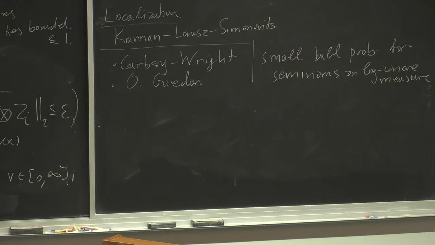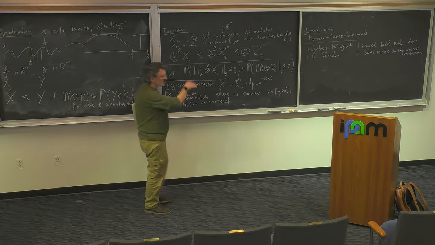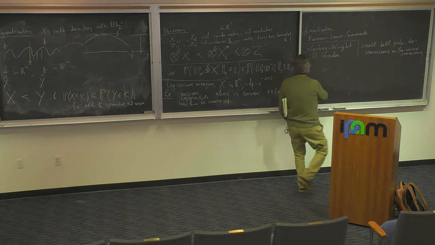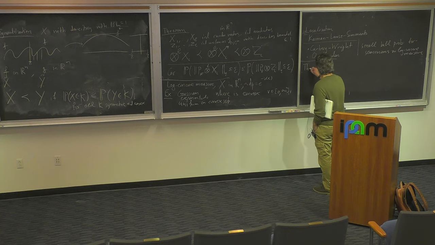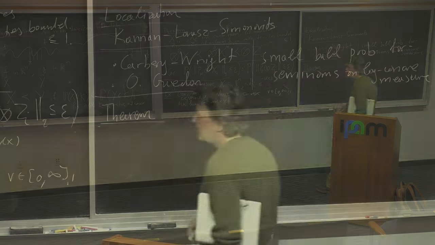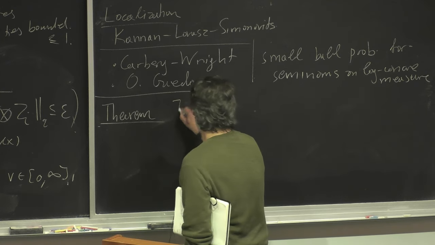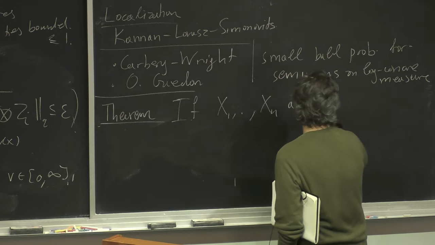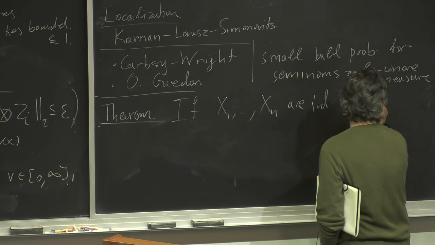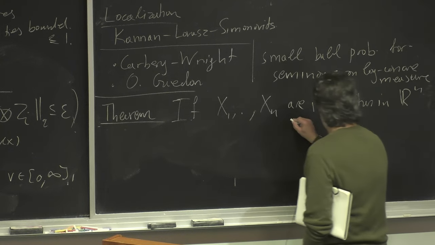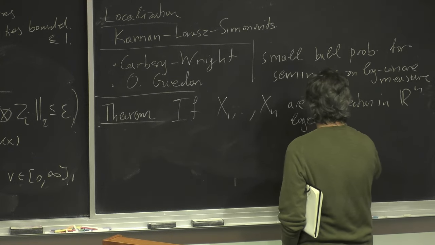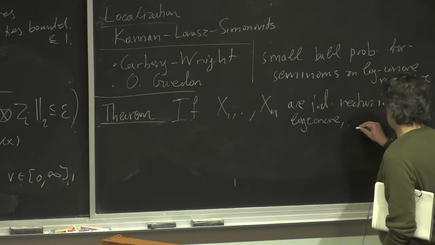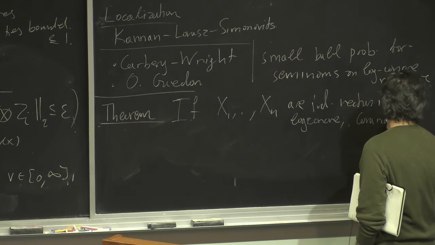And so I don't know how to compute this for the cube, but I actually computed it for all log-concave measures. Sometimes it's better to go to something more general. And the theorem is the following. The theorem is that if X1 to Xn are independent vectors in R^n, log-concave, and I have to normalize. Now the normalization will be a little bit different. It is that the covariance is the identity.